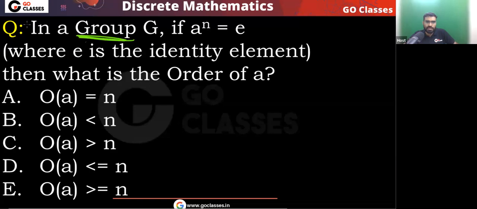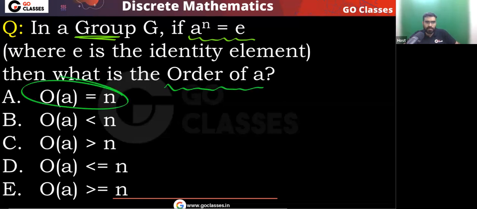You have a group G. If A power n is equal to the identity element, then what can you say about the order of A? Can I say n is the order of A? No. Then the answer will be: yes, the order of A will be less than or equal to n. Answer will be option D.